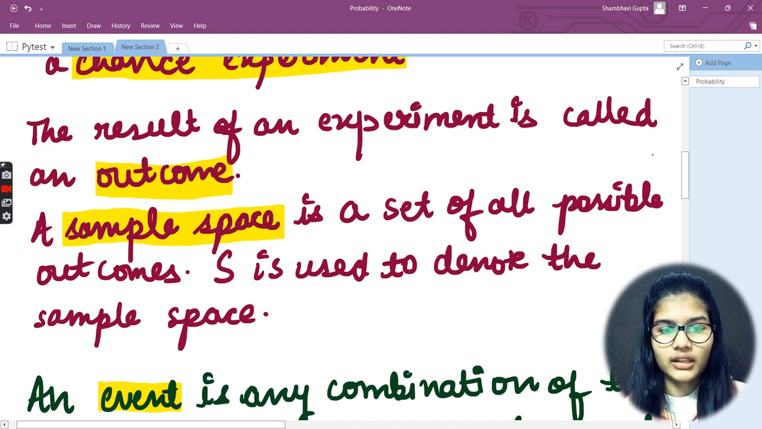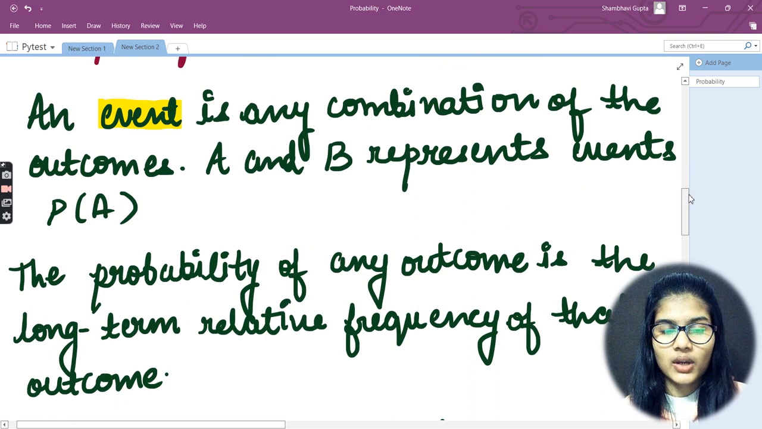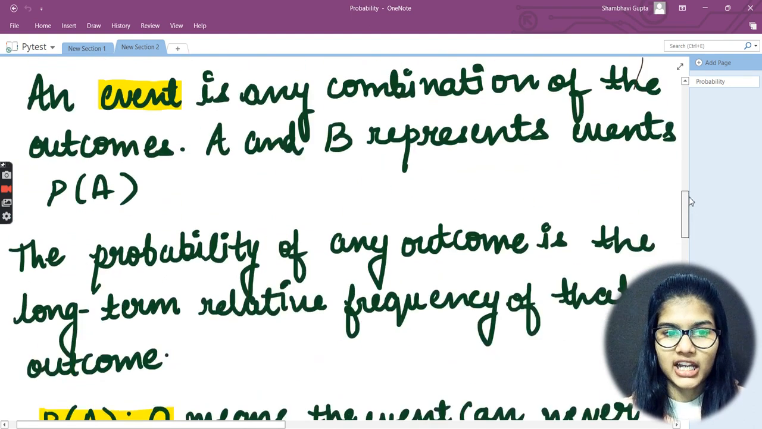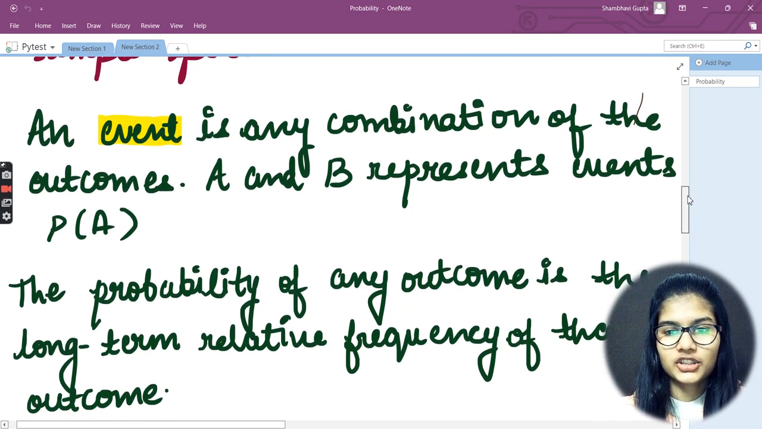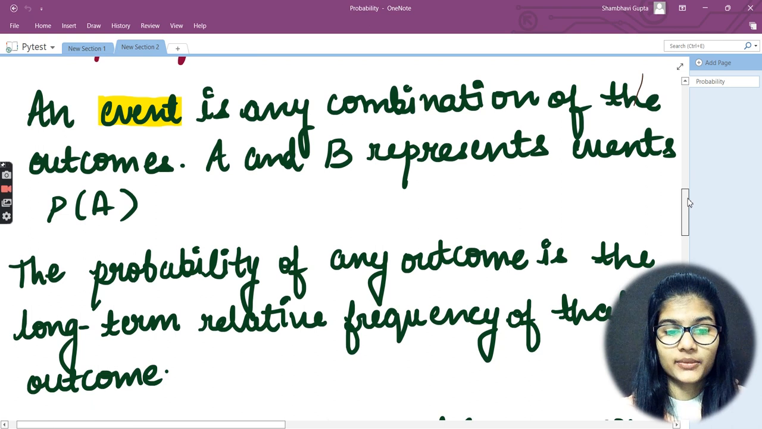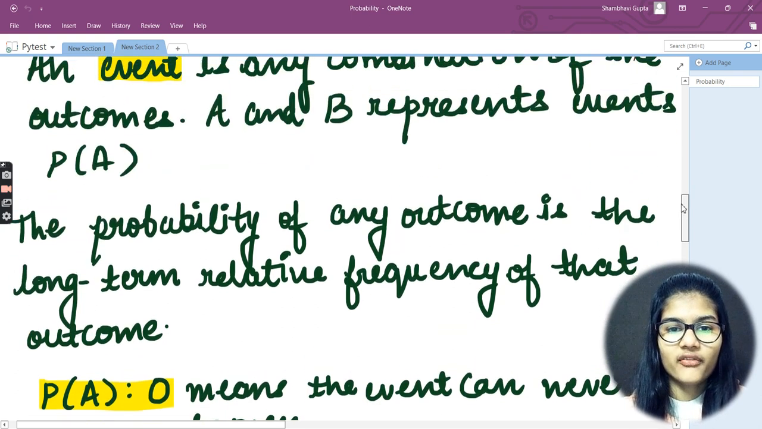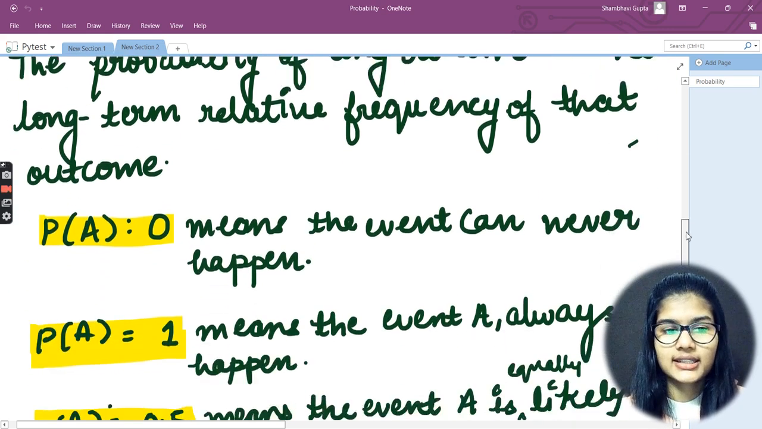Okay, right. Further we discussed the event, that is, what an event is. An event is a combination of outcomes, right? So A and B represent the events. If you want to write that in the form of probability as well, it is probability of A like this. So the uppercase characters you have all represent events for you, right? Now, the probability of an outcome is the long-term relative frequency of that outcome, right?